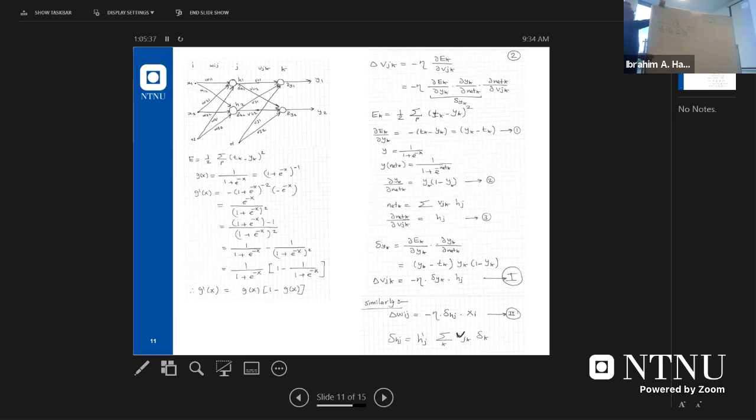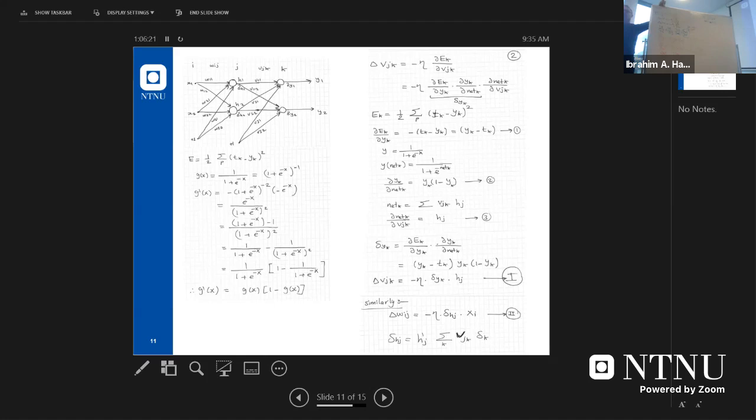What else? We need to get partial net by partial omega. Net equals omega x plus b, right? Partial net by partial omega is just differentiating for omega. What is the differentiation of omega x? It will be just x, like differentiating 2 omega for omega gives just 2, because x is constant and b is constant. So partial net by partial omega will be x. And if you want partial net by partial b, it will be just 1.